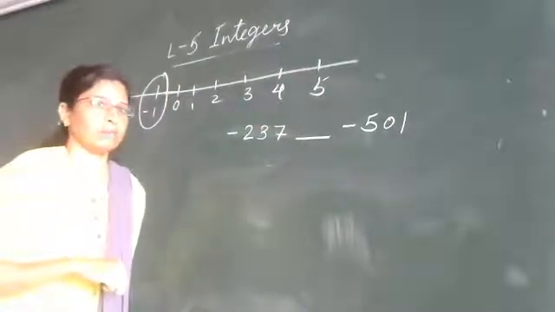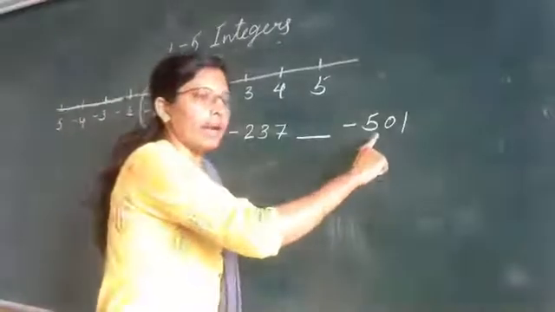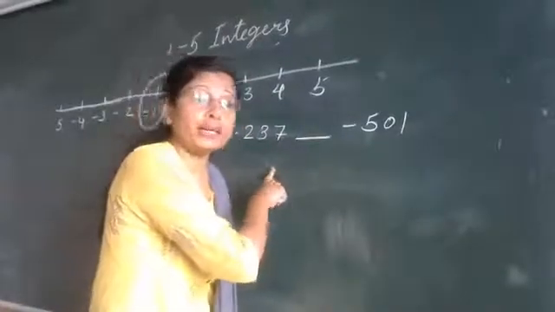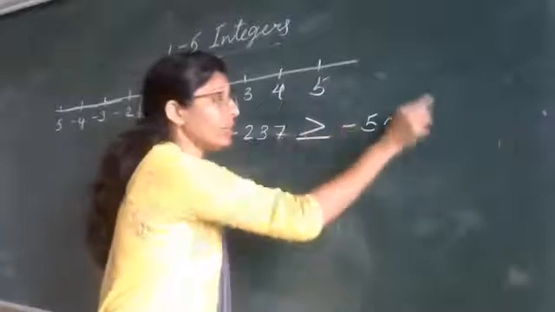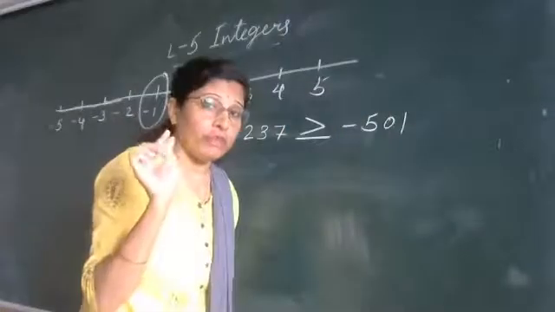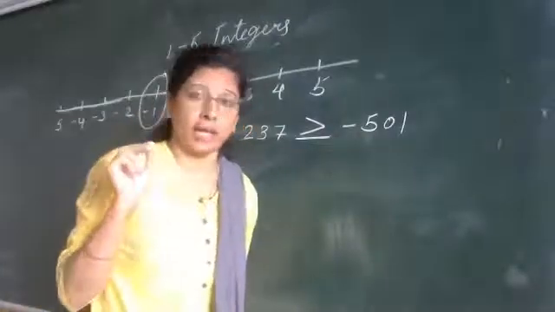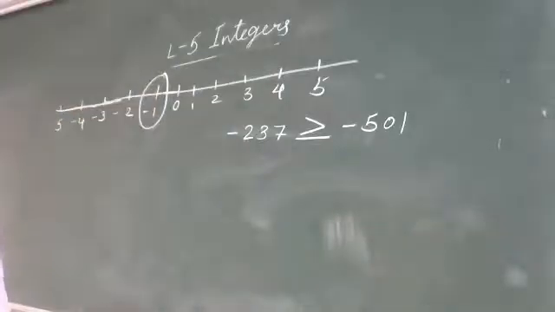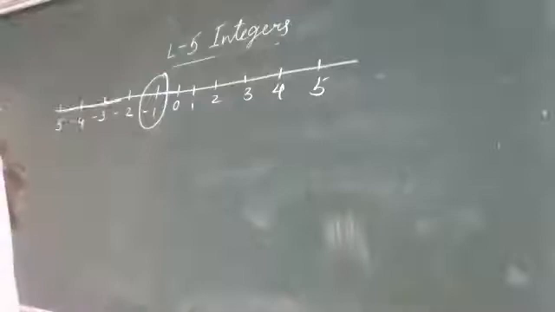501 is smaller and 237 is greater. Okay. By seeing it you will feel that 237 is greater, but it is having a negative sign, minus sign, and 501 is having a positive sign, so it is greater. Okay. Now if you have to put in ascending order, small to big.